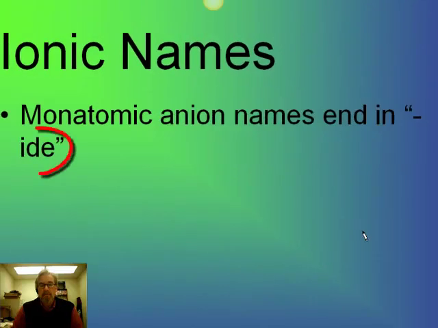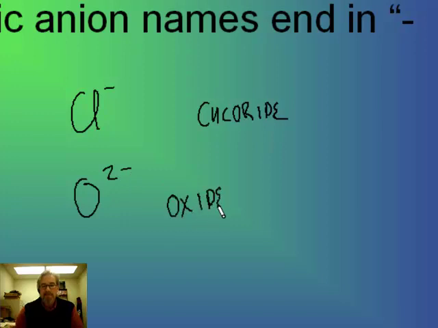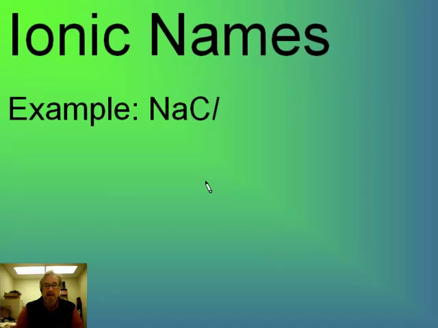Monatomic anion names end in the suffix "ide." So a chlorine ion, Cl-, we wouldn't call that chlorine, we would call it chloride. Or oxygen 2-, we would call it oxide. So to name a compound, you just stick the names of the two ions together and put the cation first. So with sodium chloride, the monatomic sodium ion is just named the same as its element name, sodium. And chlorine, because it's a monatomic anion, is named chloride. So sodium chloride would be the name.